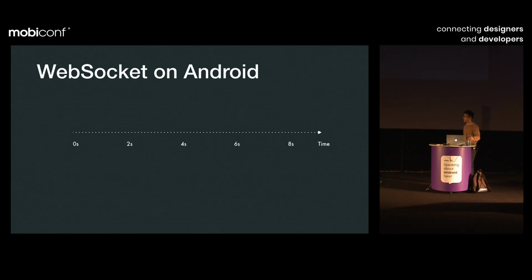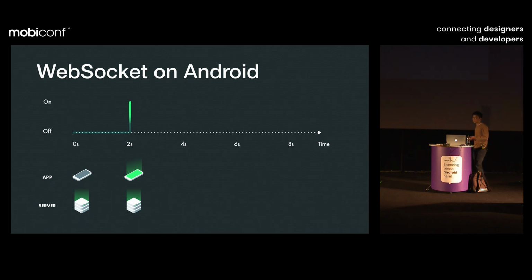Let's take a look at the happy path. On this graph, the horizontal axis is time, and the vertical axis is the connection state that we want. When the app is in background and the server is open, we don't want the connection to be turned on yet.